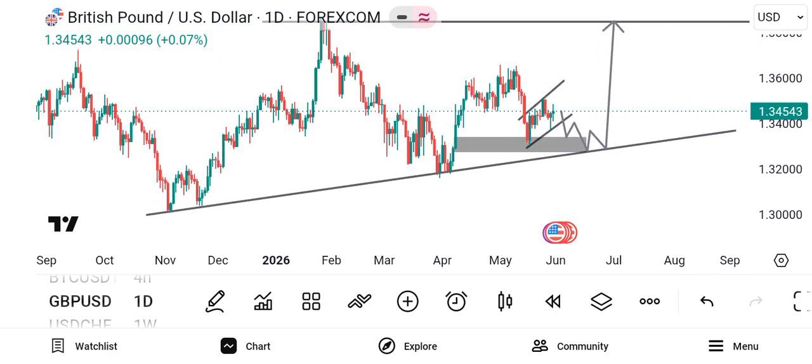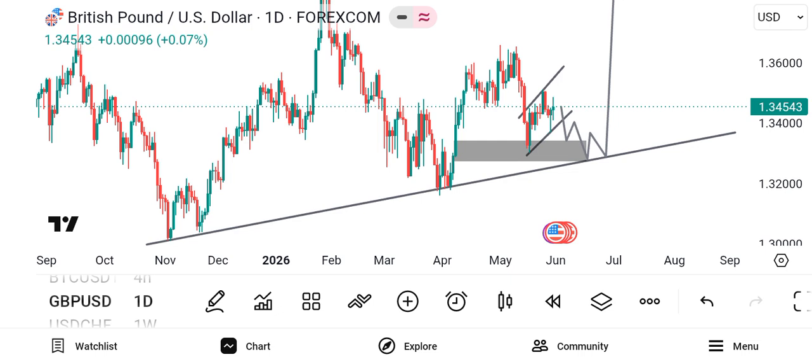So if you're also waiting for this, fine. Let's keep our eyes open and let's keep watching GBPUSD, what it will do next. So this is the end of this particular weekly analysis on GBPUSD. I'll have other pairs that I'll be analyzing also, but this is the end for this one.